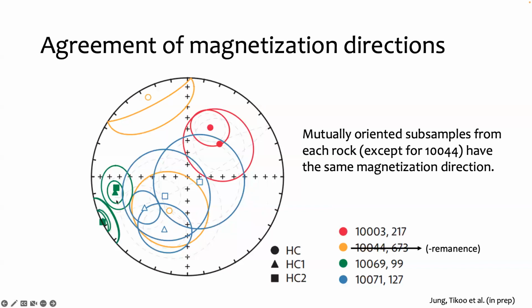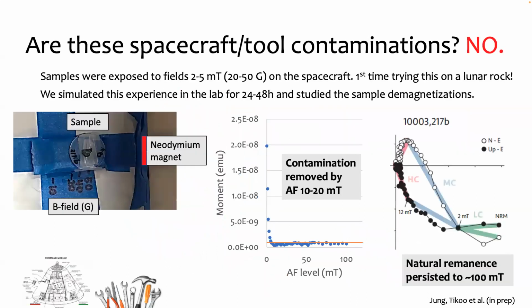What we did was we measured multiple mutually oriented subsamples from each rock. So each rock has a different color on this plot. So here in the red are the points from 10003. On the yellow, this is the sample that we didn't have any stable remanence, hence our error ellipses on directions are very large. All the pieces from the blue, 10071, are similar in direction, and all the ones in green from 10069 are similar in direction. So each of the 3 rocks that are magnetized are uniformly magnetized. So that's another indicator that we're recording a stable remanence from probably a lunar field.